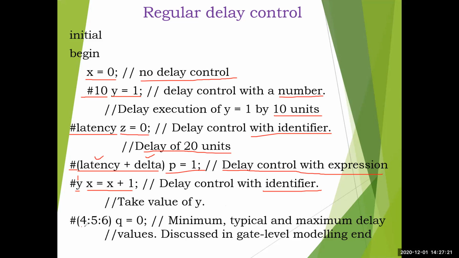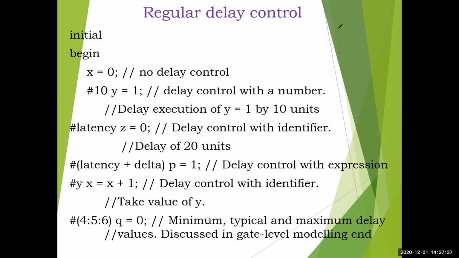Then minimum, typical, maximum expression also we can write like this. Okay, q equal to 0. So minimum, typical, maximum delay values were discussed in gate level modeling at the end, right? So that also we can use in specifying the delay. Okay, so this is about the regular delay control.